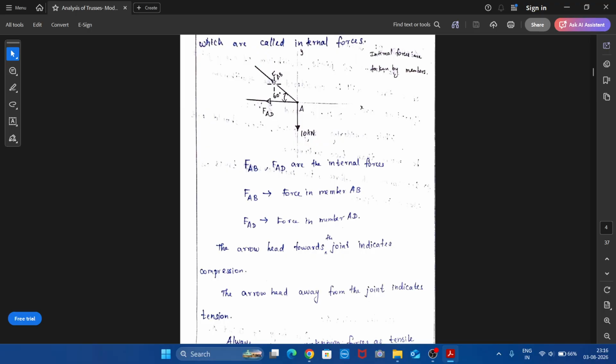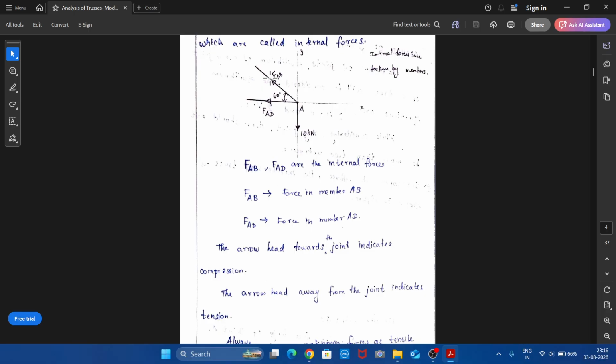Whereas this inclined force can be resolved along the vertical axis. We very well know that in resolution of forces, any vertical component will be in terms of sine theta, and horizontal component will be in terms of cos theta, provided theta is with respect to the horizontal axis.